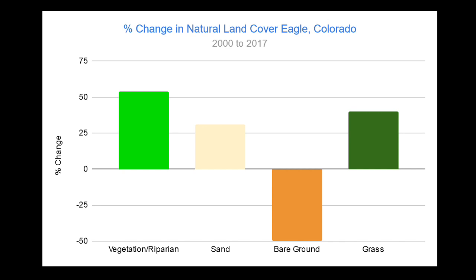This slide details the change in the natural land cover around Eagle, Colorado. As you can see, grass has grown and vegetation and riparian growth has grown. Grass indicates growth mostly related to humans, such as the golf course or parks and lawns in the city of Eagle. The vegetation growth or riparian growth is mostly related to vegetation in the mountainsides and hills. This is a factor or a hazard in our wildfire risk matrix.